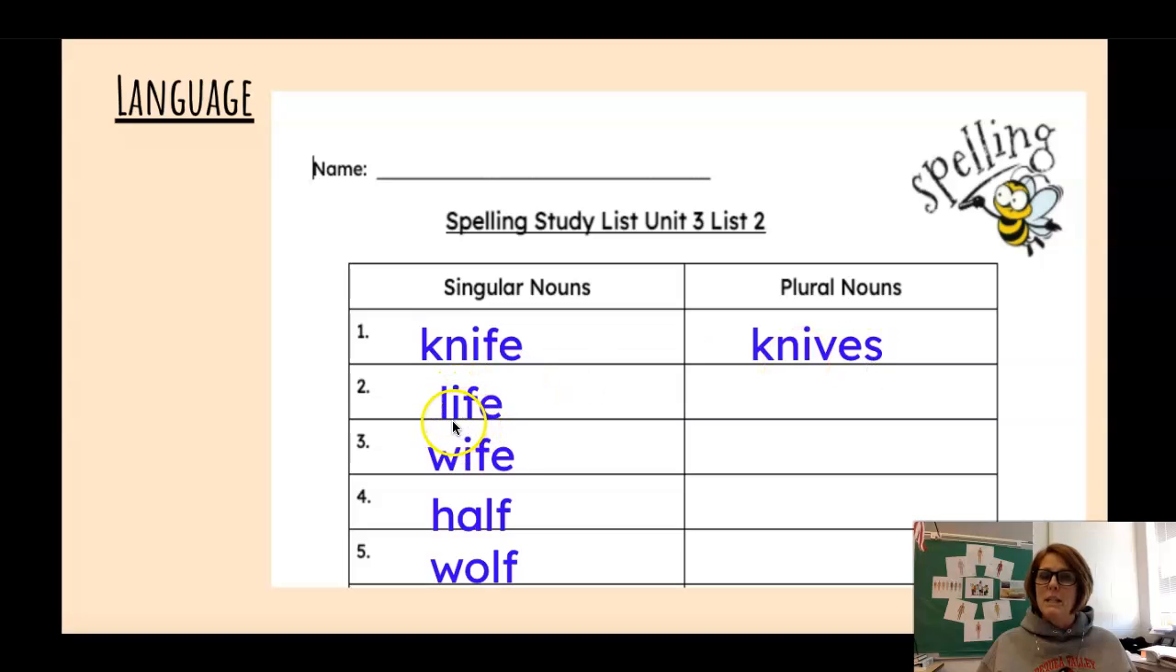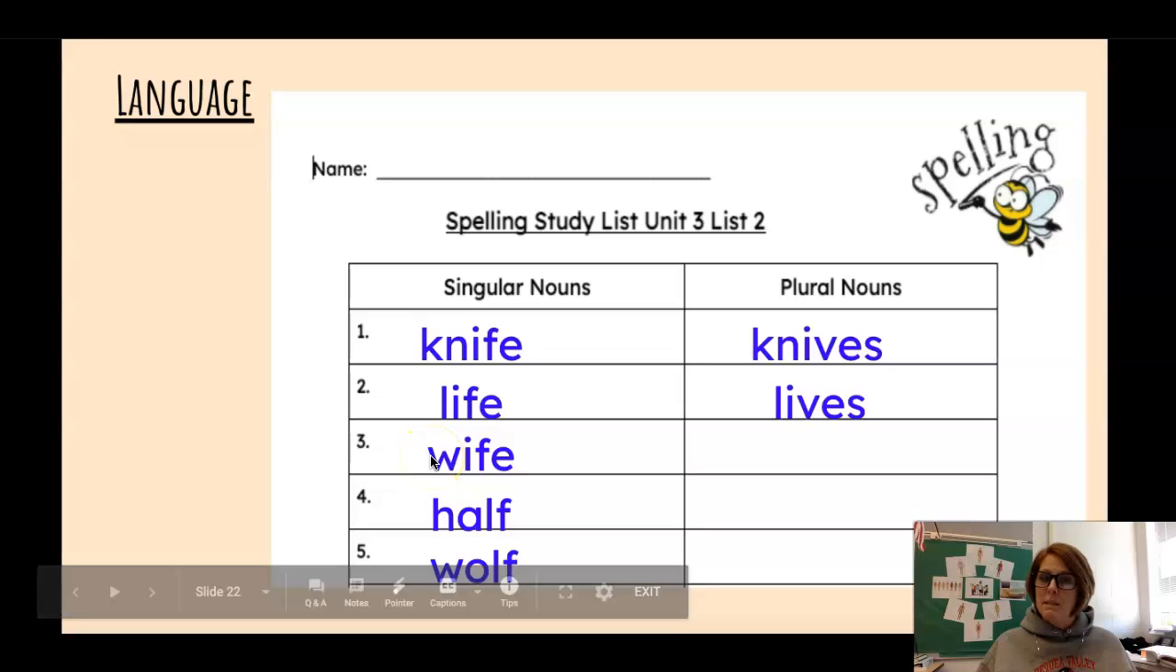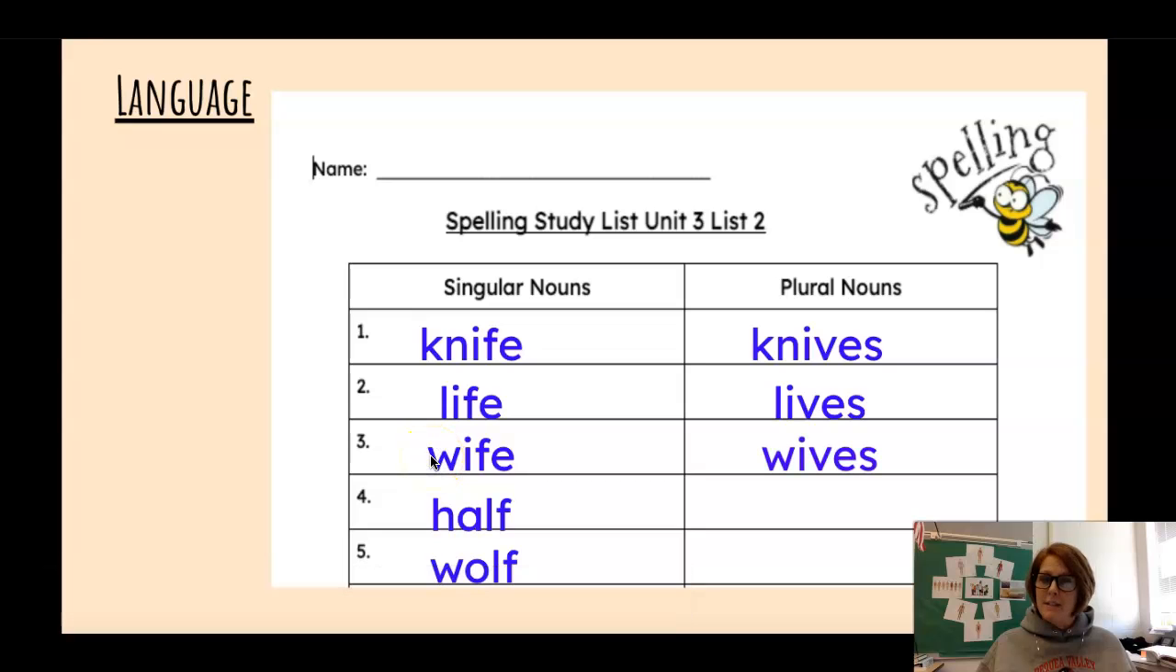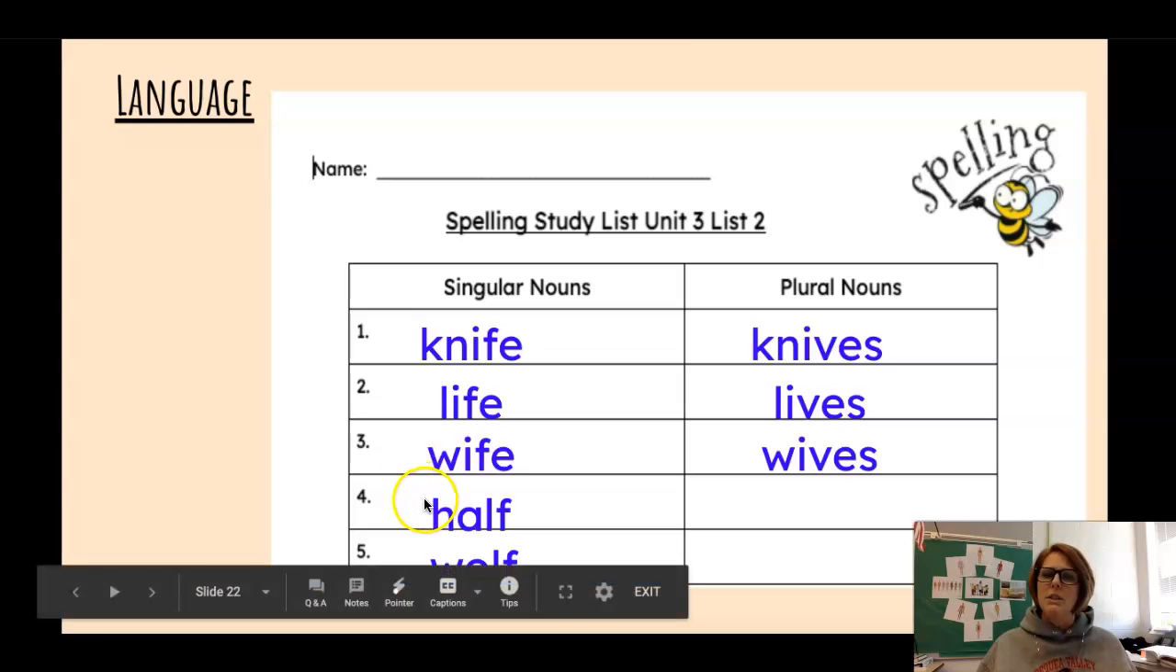So how do you think we're going to spell lives? Life becomes lives. Like that. Change the F to a V and add ES. Wife becomes wives. Make sure you're saying these words as you're writing them. Don't just write them. Say them out loud too. Half becomes halves. Wolf becomes wolves. Excellent.